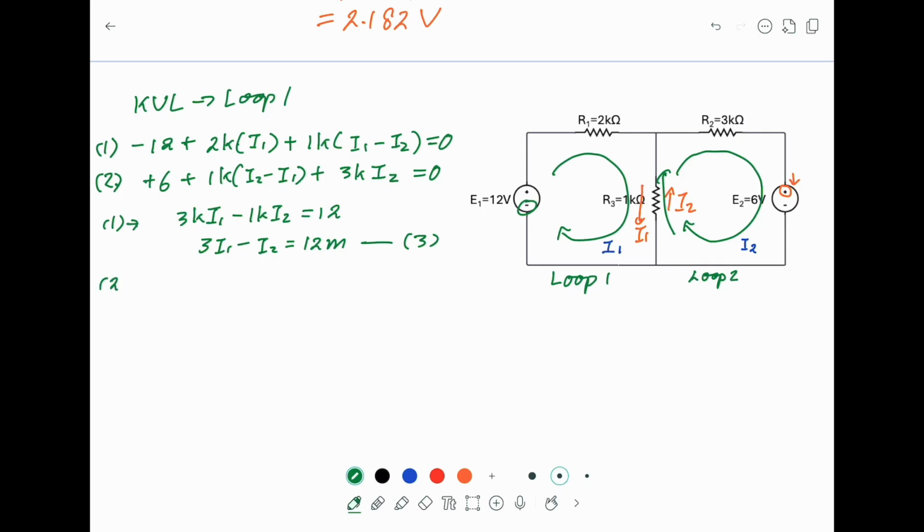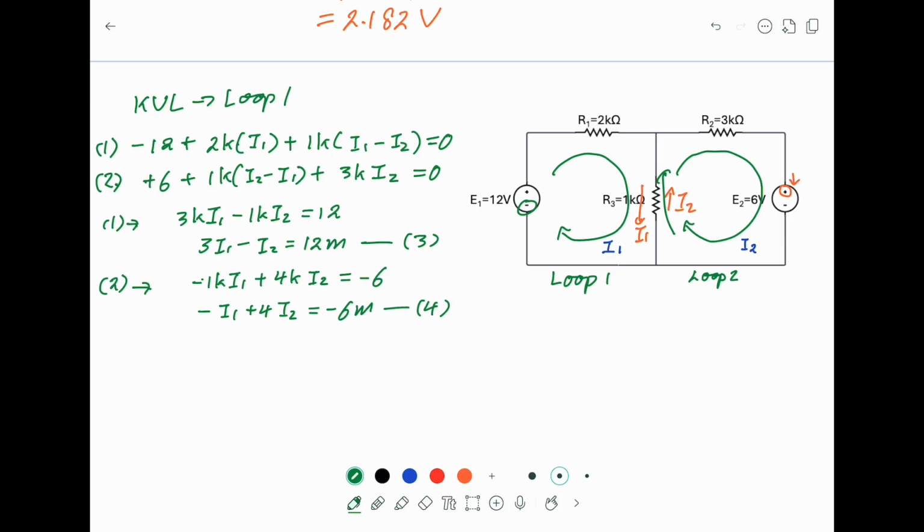From equation 2, we have minus 1k I1, and we have positive 4k I2, but this time we have negative 6. Divide both sides by 1000. We have minus I1 plus 4I2 equal to minus 6m. So this is equation 4.